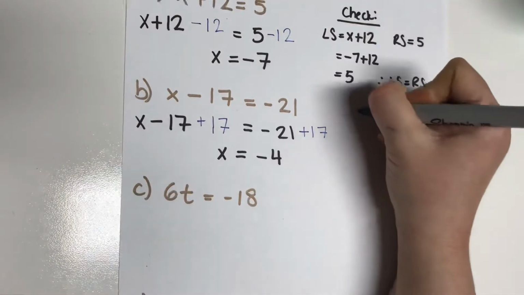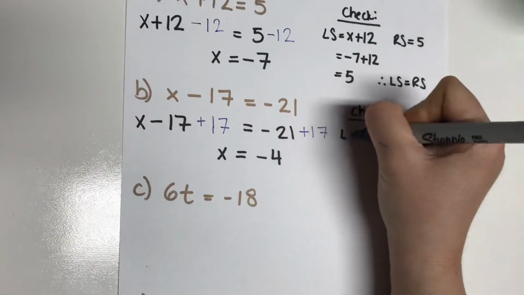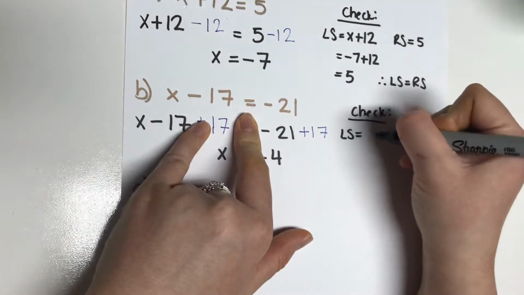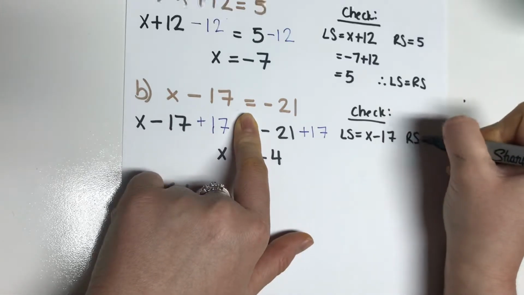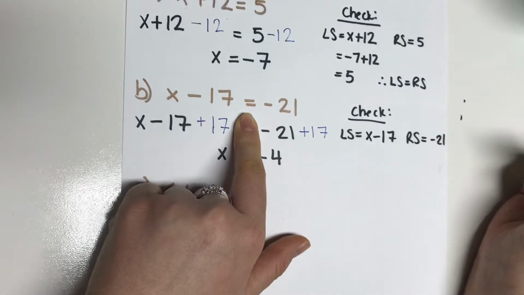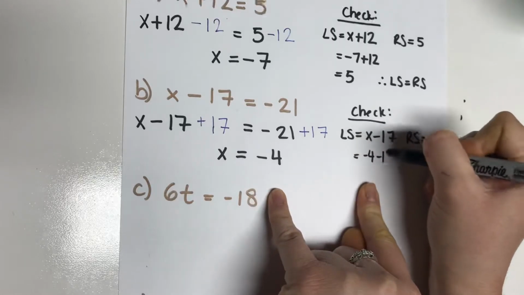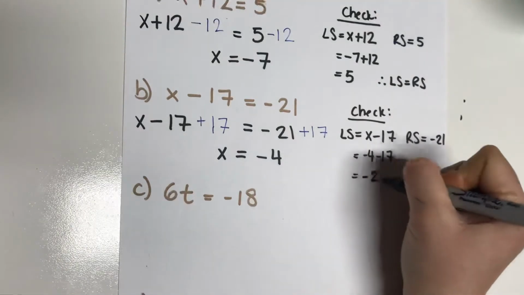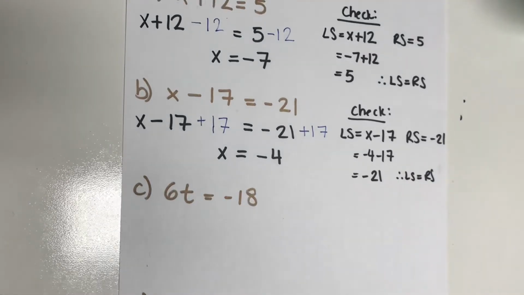Just like I did before, I can check to see if that's correct. You don't need to do a check for every question, but here and there, just to make sure you're on the right track. It's a good skill to have. So on the left side of the equal sign, I have x minus 17, and on the right side of the equal sign, I have -21. So on the left side, I'm going to substitute that -4 that I found. And -4 minus 17, so I'm adding a negative number, going further into the negatives, and I get -21. So left side equals right side. And these left side, right side checks you'll need for next year, so make sure that you are practicing that.